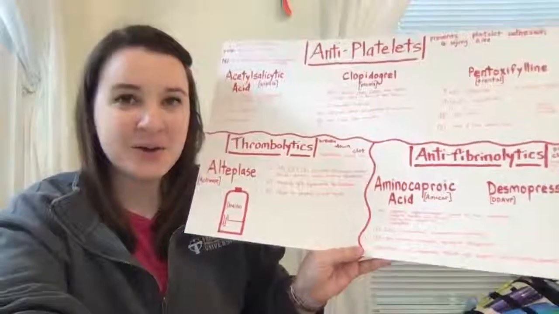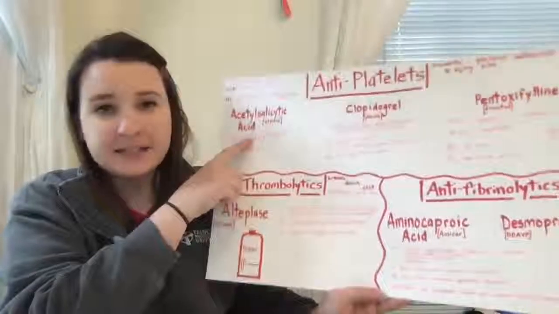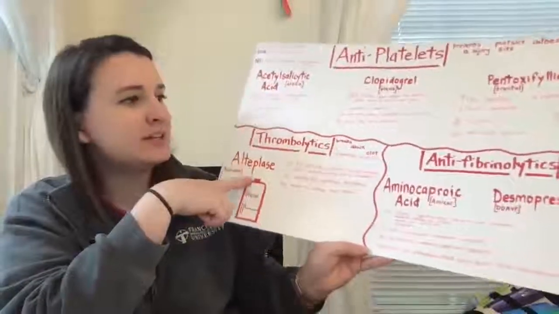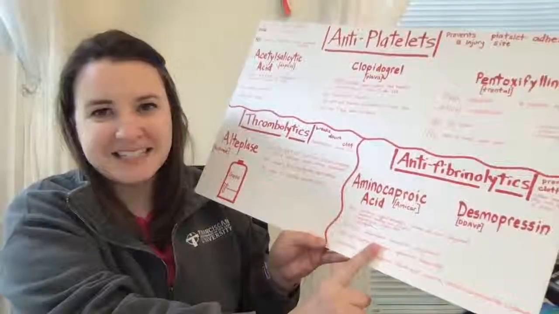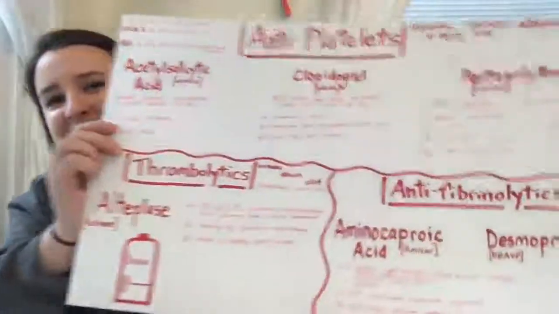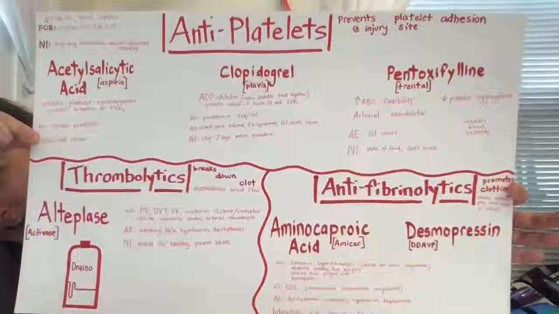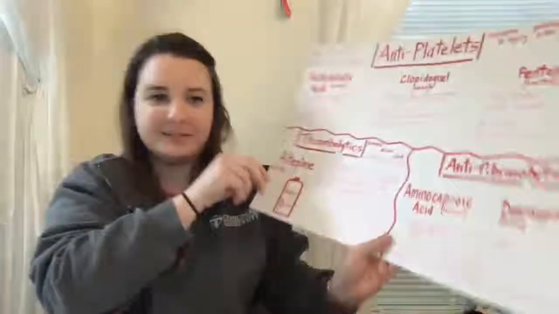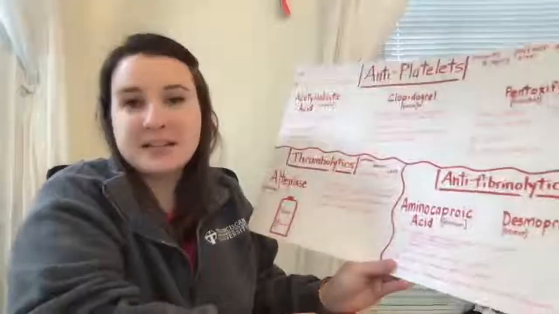Okay, so continuing on with our coagulation modifiers, we have the next three categories: antiplatelet drugs, thrombolytics, and antifibrinolytics. I can't say that word right, but you know what I'm talking about. Okay, here is what it looks like. Hopefully you can see that. You can always pause it and zoom in, but I am going to read you the information. So first, antiplatelets.